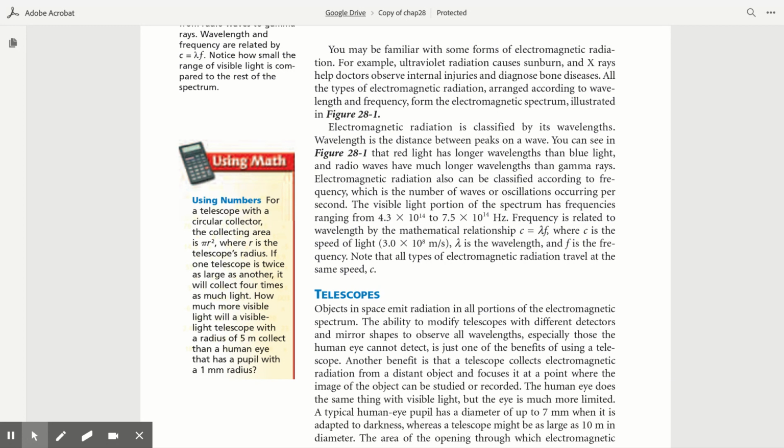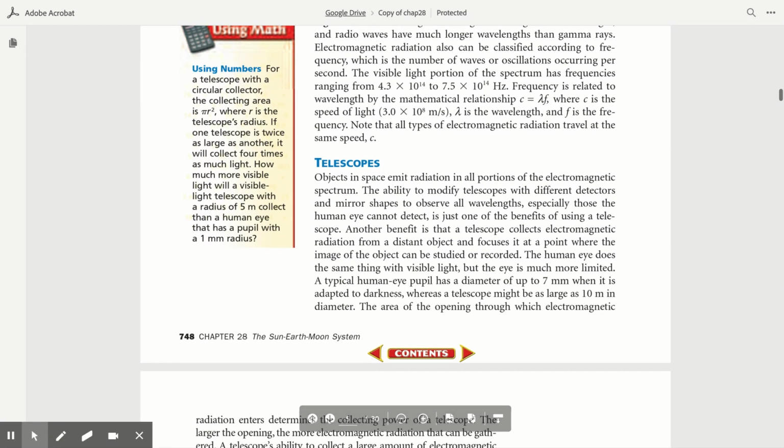Electromagnetic radiation also can be classified according to frequency, which is the number of waves or oscillations occurring per second. The visible light portion of the spectrum has frequencies ranging from 4.3 times 10 to the 14th power to 7.5 times 10 to the 14th power hertz. Frequency is related to wavelength by a mathematical relation: c equals λf, where c is the speed of light, 3.0 times 10 to the 8th meters per second, λ is the wavelength, and f is the frequency. Note that all types of electromagnetic radiation travel at the same speed.